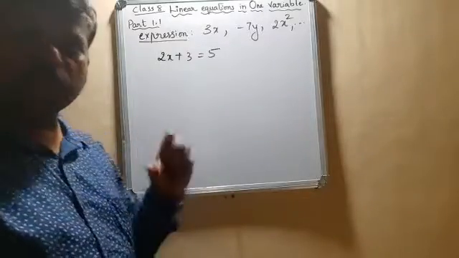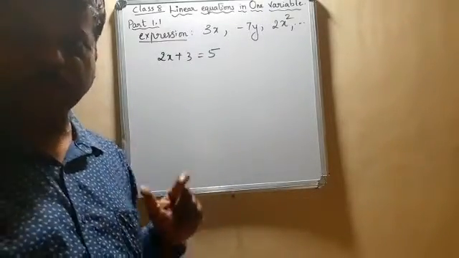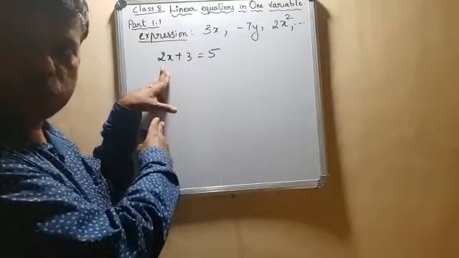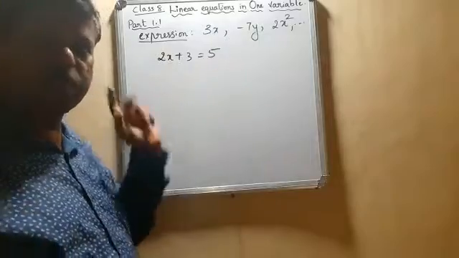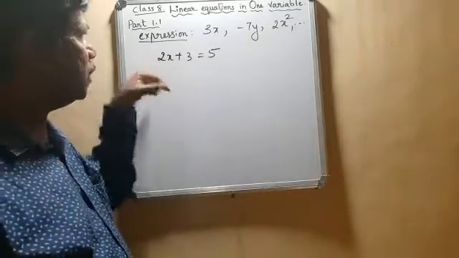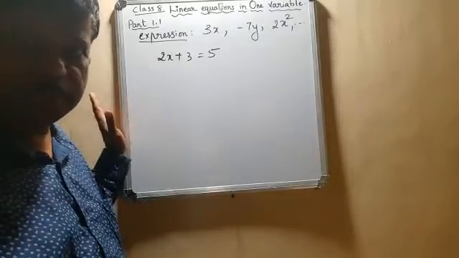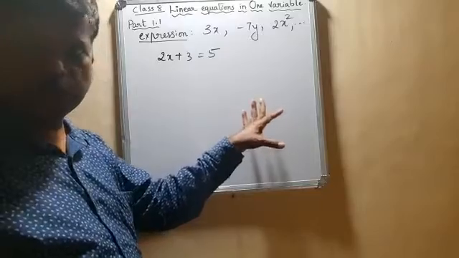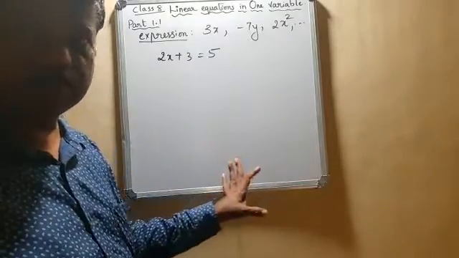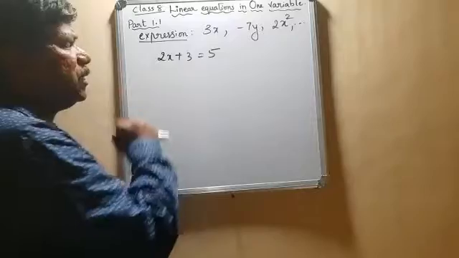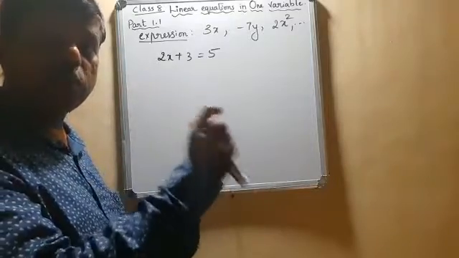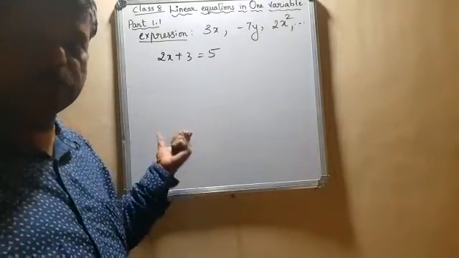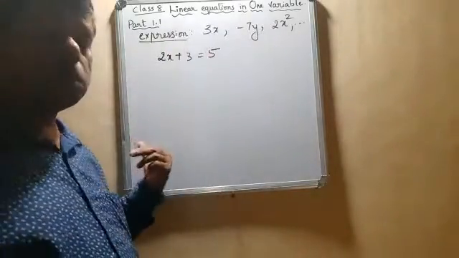Why is it an equation? This term equation means equality, right? So there is something on the left side of the equal to sign and there is something else on the right side of the equal to sign. We see here 2x plus 3 on the left side, so we call it the left hand side. And 5 on the right side of the equal to sign, we call it the right hand side. So here 2x plus 3 is equal to a constant term called 5. So this is an equality. That is the reason why it is called an equation.